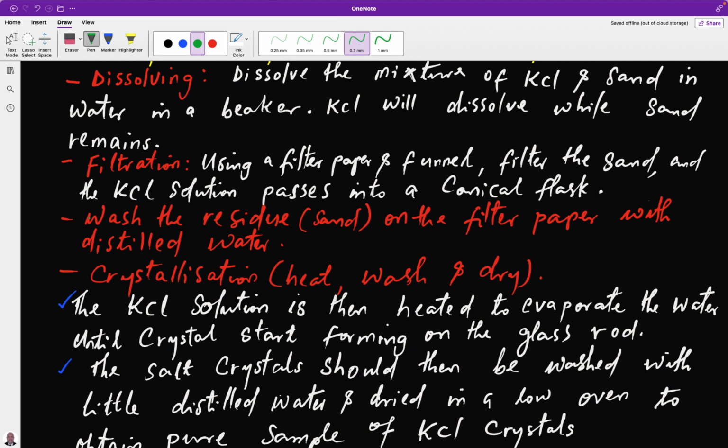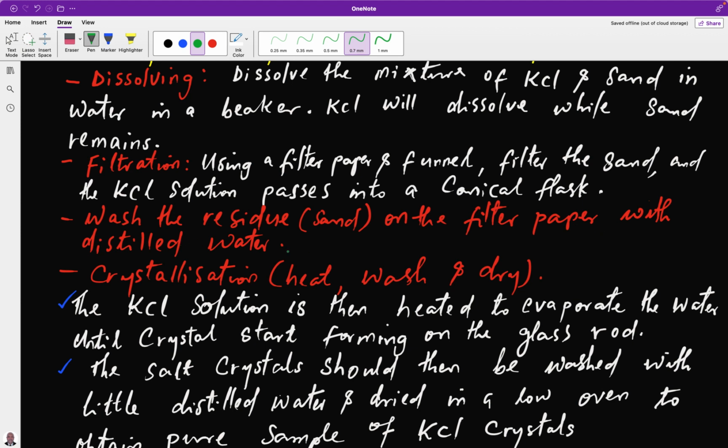Step number 3, wash the residue. That is the residue that is left on the filter paper. When you filter it, since the potassium chloride solution passes into the conical flask, the residue will now be left on the filter paper. Wash the residue, that is the sand, on the filter paper with distilled water.